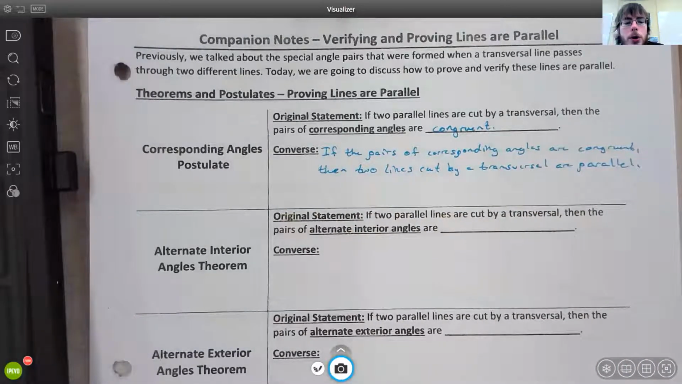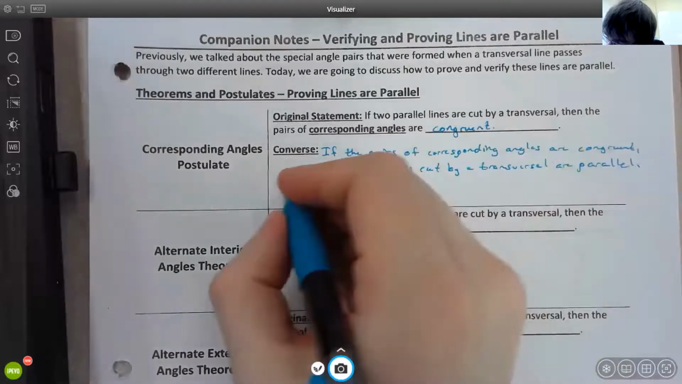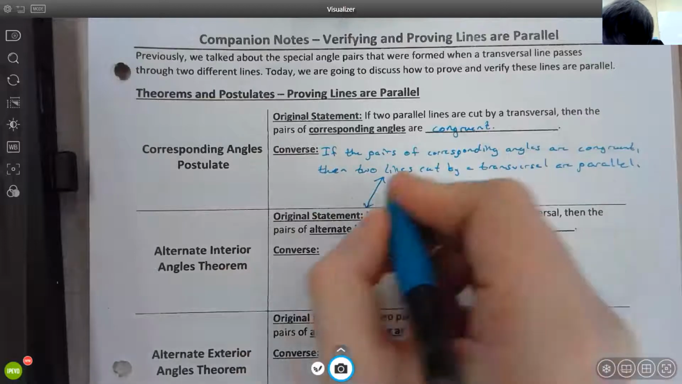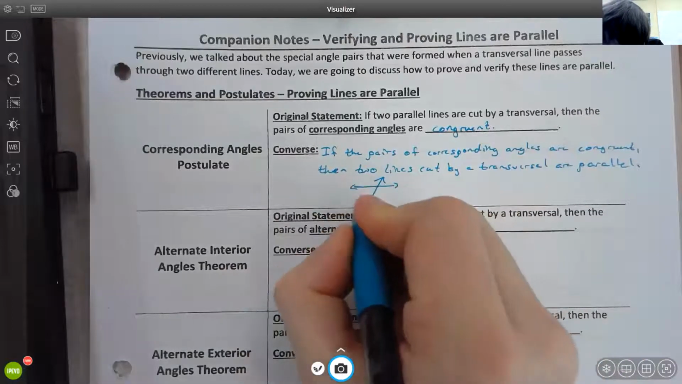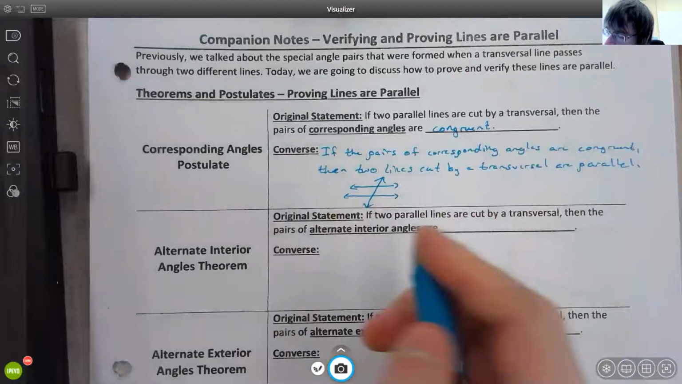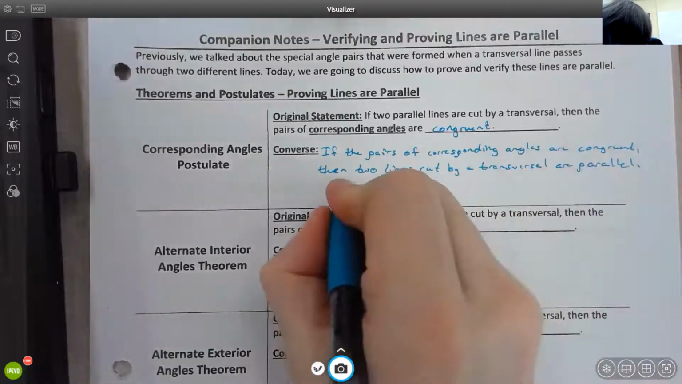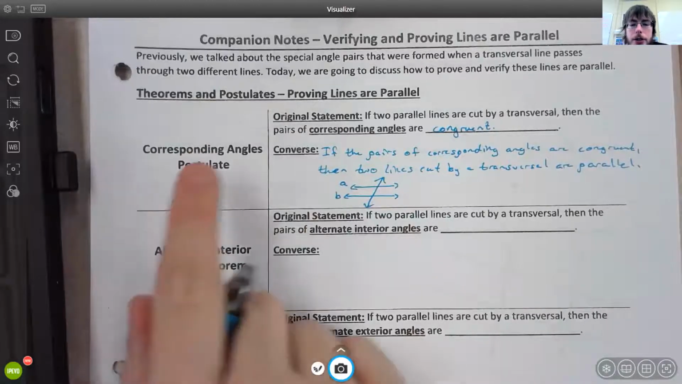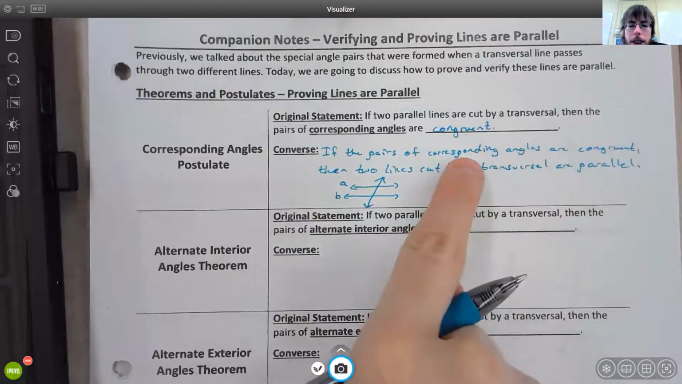Okay, and for each one of these postulates and theorems, I'm going to show you what I mean in a diagram. So if we draw a diagram here, just wherever you have space, I'm going to draw a small one here. Let's say that we had two lines, A and B. We want to prove these two lines are parallel. Basically, for the corresponding angles postulate, you're looking for congruent corresponding angles.